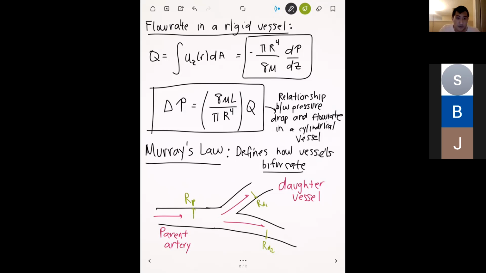So, Professor, you said the capital R represents the radius of the vessel, right? Yes. Yeah. Okay. Cool. Thank you.